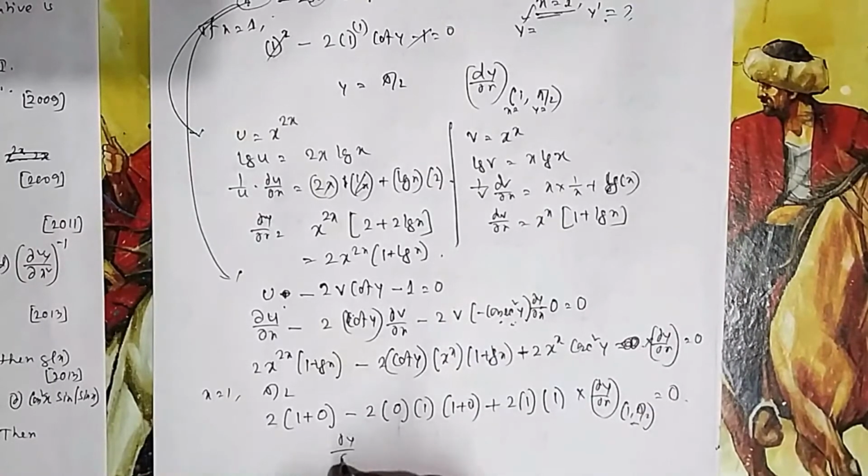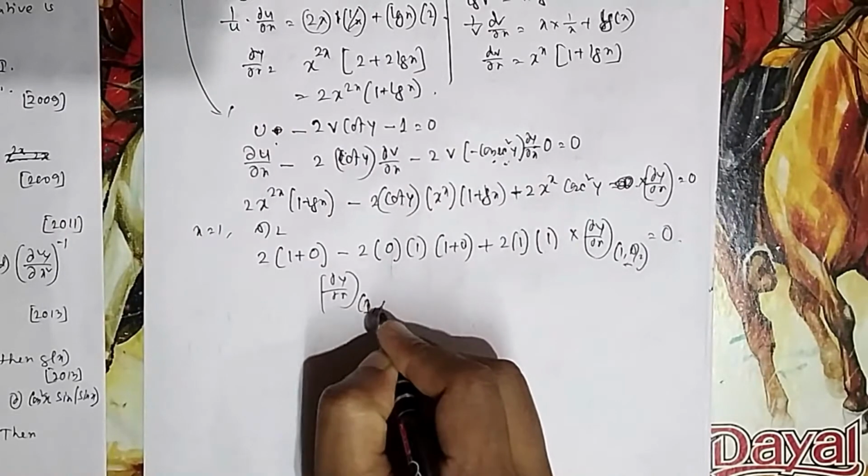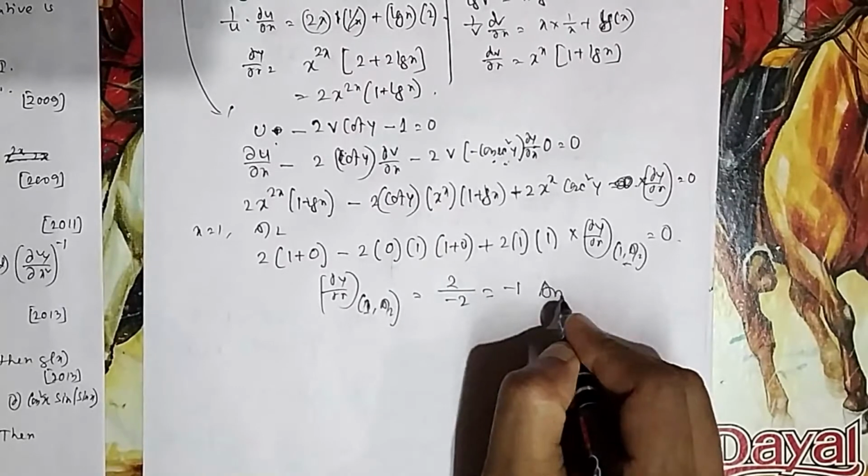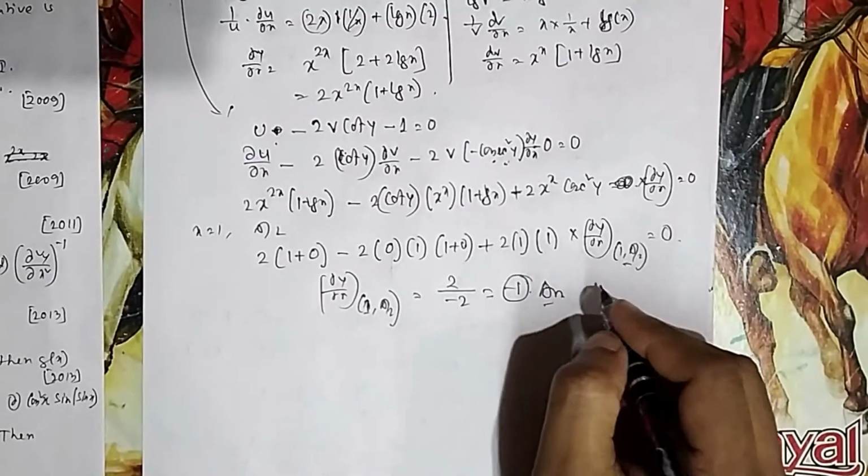So your dy/dx at (1, pi by 2) is equal to 2 divided by minus 2, that is minus 1. So this is your answer, minus 1. That is your option A.